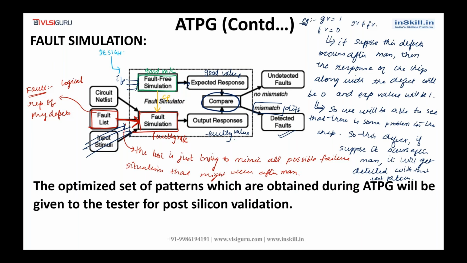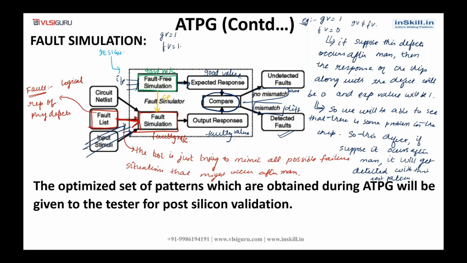And then say for example, now the tool is doing the comparison, right? So good value and faulty value it is comparing. So good value and faulty value, no mismatch. No mismatch means both are same. What will happen? So say for example, good value is equal to 1. Good machine simulation for a particular fault, for a particular pattern gives good machine simulation as 1 and faulty machine simulation also 1. So this is the same.